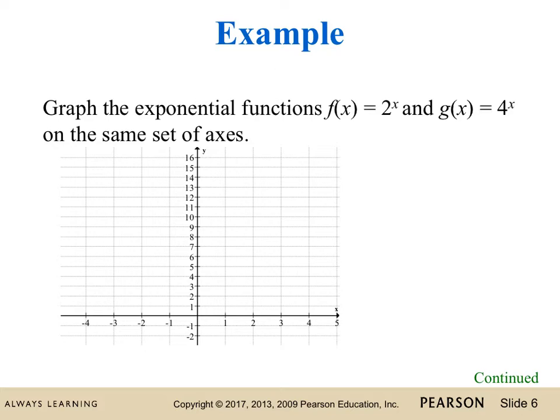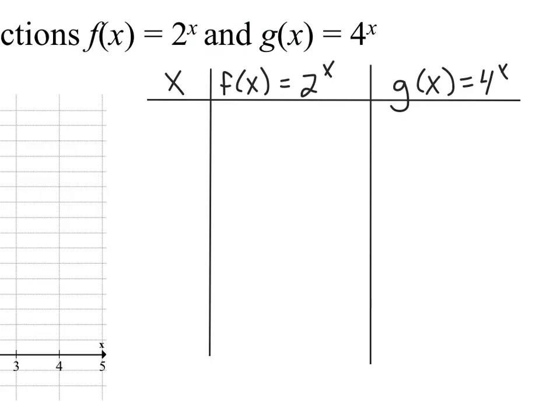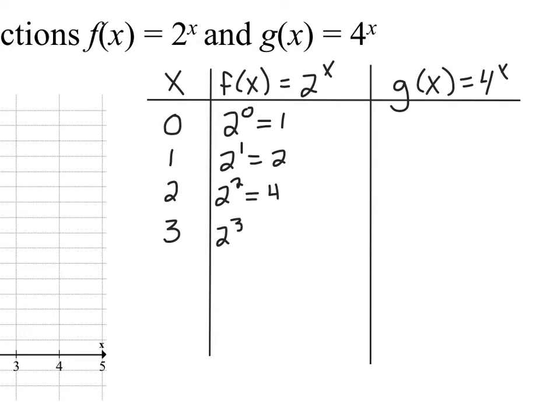We will start by making a t-chart. Since there aren't any x values provided, we'll just start by deciding on some of our own x values, maybe 0, 1, 2, 3. We'll substitute those in, so 2 to the power 0 is 1, 2 to the first is 2, 2 squared is 4, 2 cubed is 8.